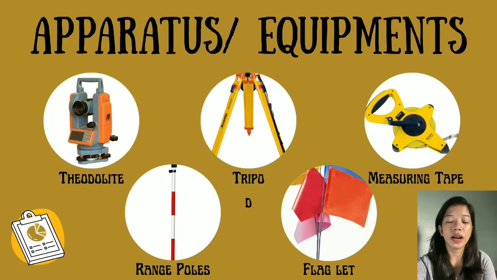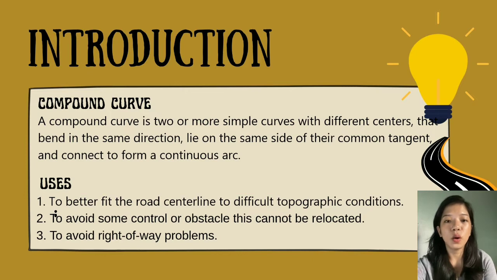The apparatus or equipment used for this are a theodolite, range pole, tripod, measuring tape, and a flag. A compound curve is two or more simple curves with different centers that bend in the same direction, lie on the same side of their common tangent, and connect to form a continuous arc. As for the uses: to have a better fit of the road center line to difficult topographic conditions, to avoid controls or obstacles that cannot be relocated, and lastly, to avoid right-of-way problems.